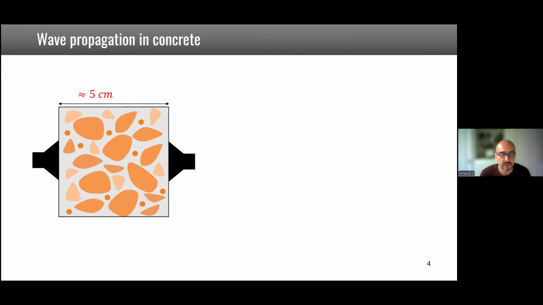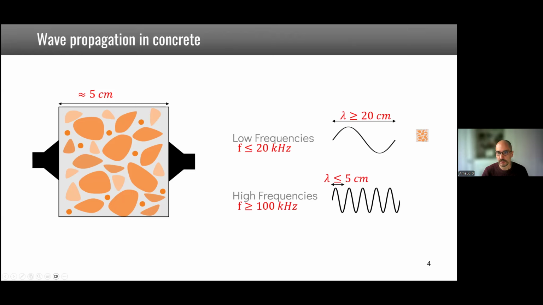I want to introduce a bit about wave propagation in concrete and its specificity. If you look at a sample of the microstructure of concrete, this is 5 centimeters with aggregates of 1-2 centimeters usually. If you interrogate it at low frequency, less than 20 kilohertz, the wavelength is quite large compared to this microstructure. But if you interrogate it higher than 100 kilohertz, then the wavelength is of the order of magnitude of this sample of concrete.